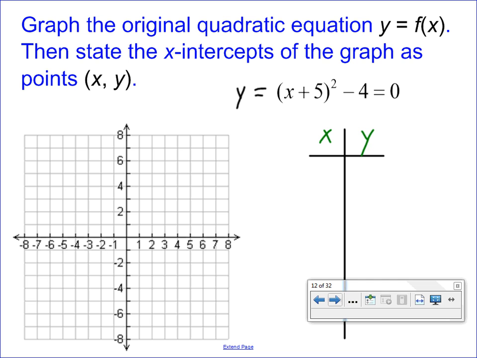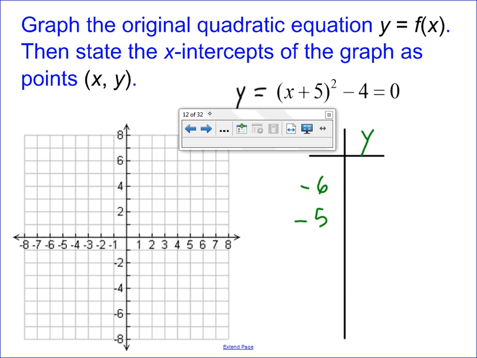And let's plug in x values: negative 6, negative 5, negative 4, negative 3. I'm going to do negative 2 also, I think. No, I'm going to do negative 7 also.